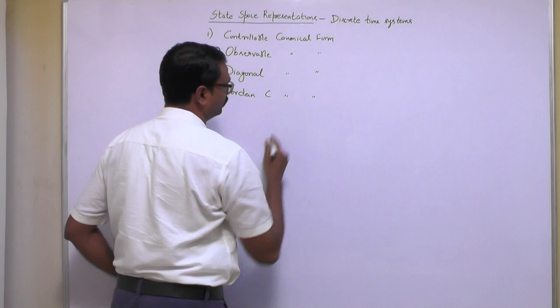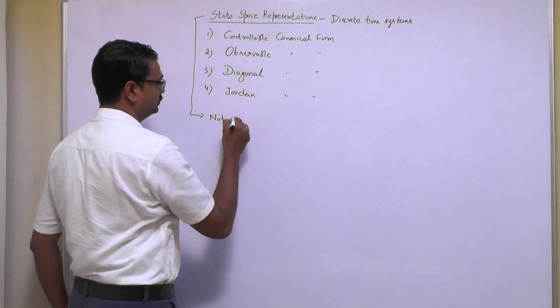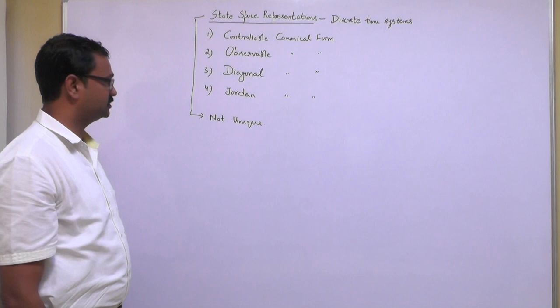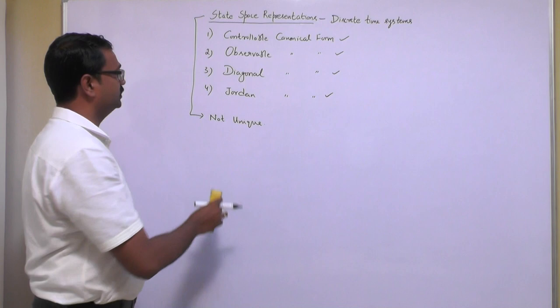We have already discussed that the state space representations are not unique in nature, right? So we have different types of representations of state variables in discrete time systems. Therefore we will be trying to find out what are the various methods that we have, and in this lecture we will be discussing the controllable canonical form.